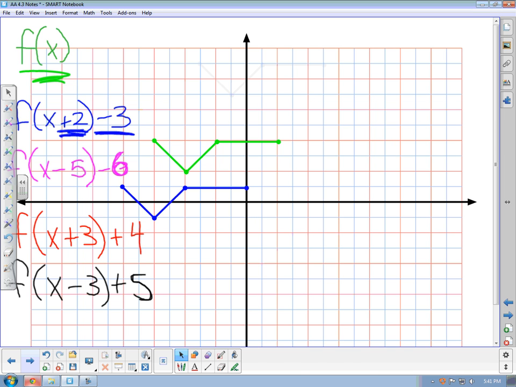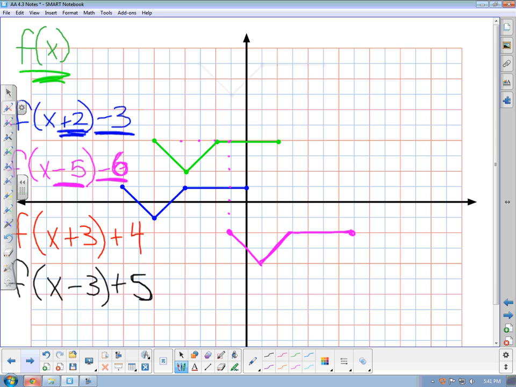Looking at the next one, we have to go 5 to the right and 6 down. So if we start at this point and go 5 to the right and 6 down, we would be right there. And then all the other points have to do the same exact thing. It will go like so, to right there. Still the same shape.